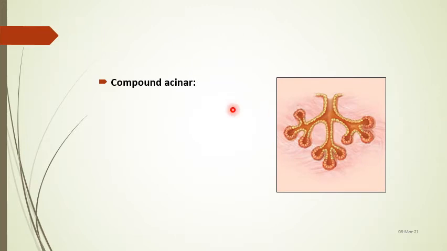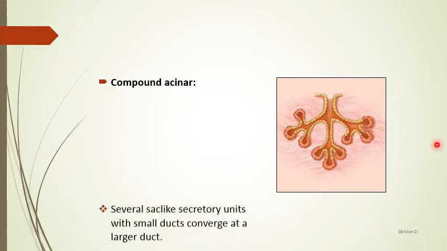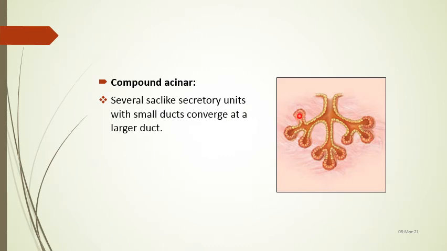Now we move to the compound acinar. In the compound acinar, we have several sac-like secretory portions with their own ducts, with the small ducts that finally converge and open at a larger duct. So this is called compound acinar: several sac-like secretory units with small ducts that finally converge into a larger one.